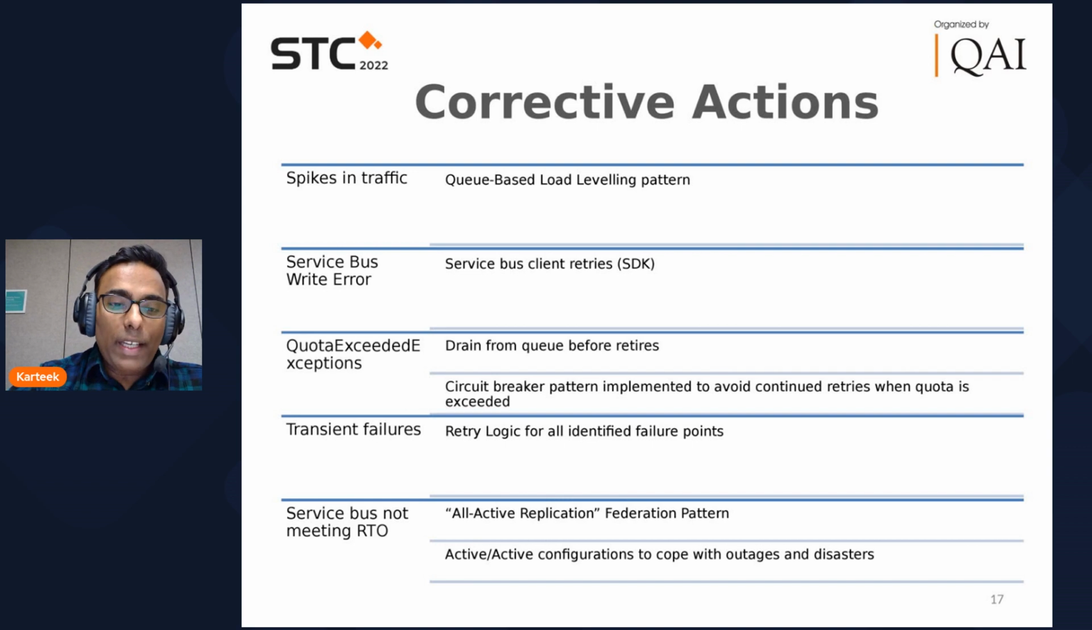Through all this, what we realized at the end of it is Service Bus was still not meeting the recovery time objective. So we went to an active-active replication pattern and active configurations to cope with outages and disasters. So now we have two Service Buses, both in active-active replication. As soon as one Service Bus stops responding, the retry would go to the second Service Bus and still serve the customer.